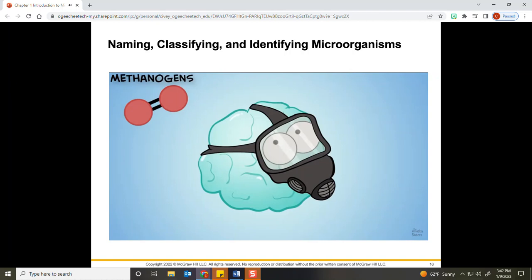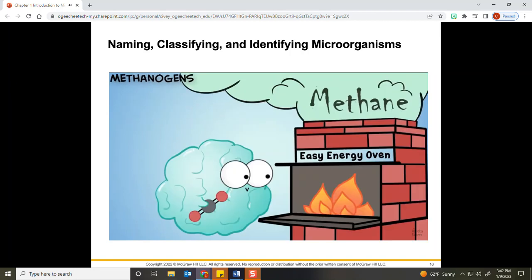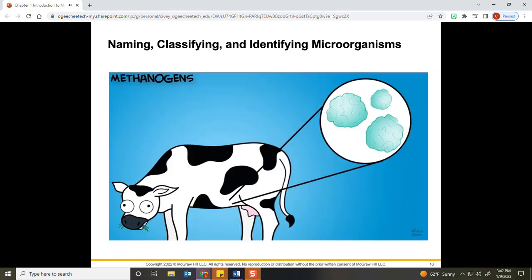Or methanogens. They can live where there is very little oxygen. In fact, most of them can't even handle oxygen. They use carbon dioxide to make their energy instead and produce waste gas, methane. Some of them live inside animals that eat a lot of cellulose, like cows or termites.